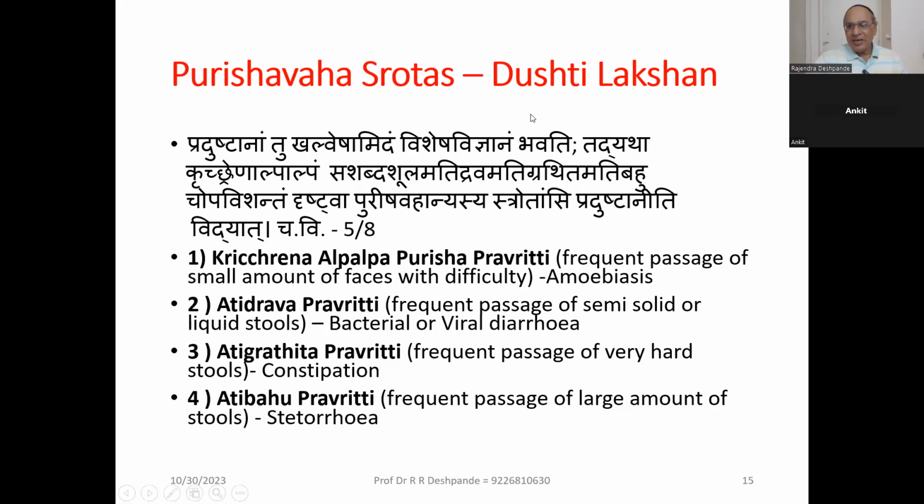Next, Dushti Lakshana. Pradushtanam tu khalu esham idam vishesha vijnanam bhavati, tadyatha: krichrena alpa alpa, shabda shula, pain; ati drava, liquid diarrhea; ati grathita, constipation; ati bahucha upavishantam drishtva Purishavahasrotansi pradushtani iti vidyat. Iti vidyat means one has to understand. Krichrena alpa alpa purisha pravrutti: frequent passage of a small amount of feces with difficulty.